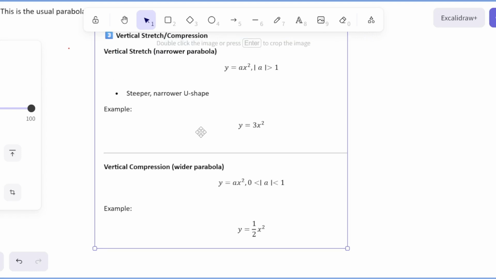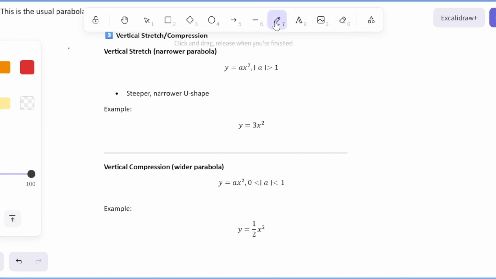So what is a vertical stretch? As I just discussed, the value of a will tell you whether it is a vertical stretch. If a is greater than 1, it will be a vertical stretch. For example, in this case, y equal to 3x square, the parabola will be a little narrower, steeper.